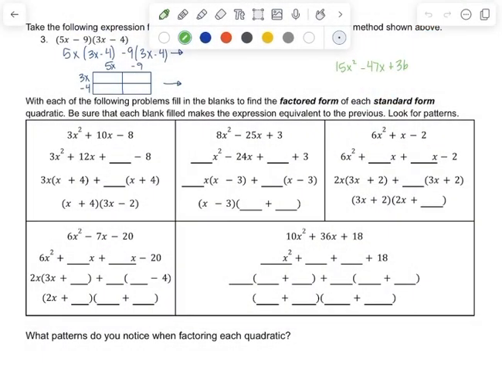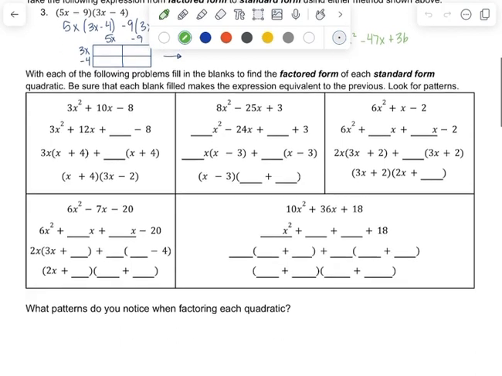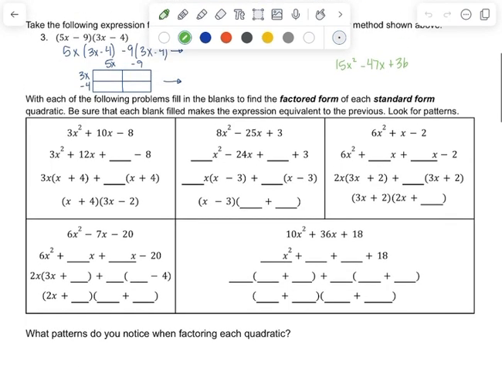With these next few problems, we're starting out with a standard form and going to the factored form. I've put some blanks in here so that you can start to see some patterns of how we can get from the standard form to the factored form. And hopefully by the end you see some of those patterns come about.